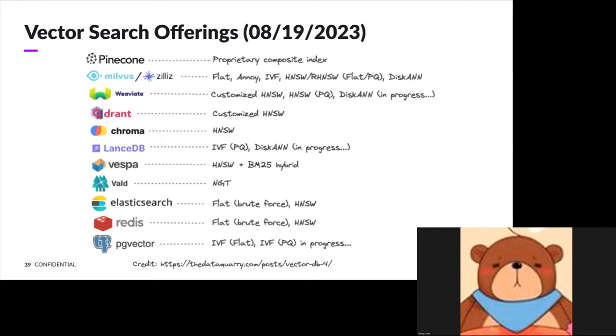So let's look at the vector search offerings in the market. Note that the data here is somewhat outdated. We have a large number of specialized vector databases and also existing database vendors adding vector search support. The point I want to highlight here is that many advanced ones do support different vector index algorithms because they provide different but meaningful trade-offs.